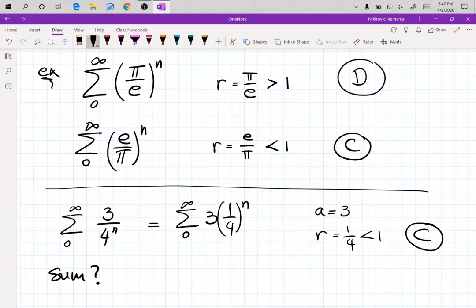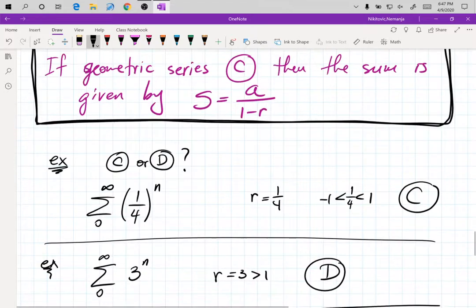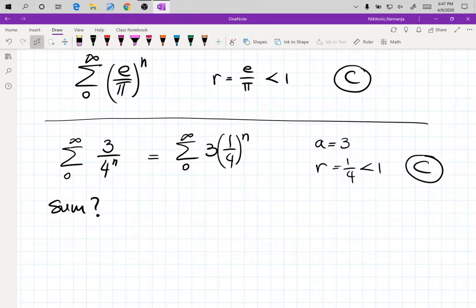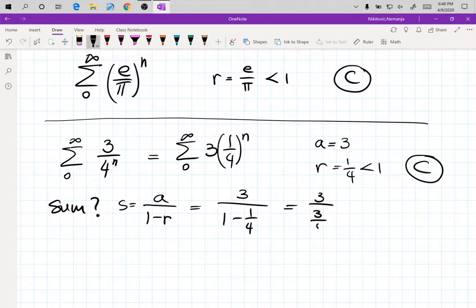The question is, what is the sum? Because I did give you in purple the formula to compute the sum of a geometric series. So, what is the sum? The sum is A over 1 minus R. A is 3. 1 minus 1/4 is 3/4, so 3 divided by 3/4 is 4. Very good. So, what is the meaning of this? The meaning is that the series, which is the sum of all terms, infinitely many terms, converges to 4. It means all of the numbers add to 4.